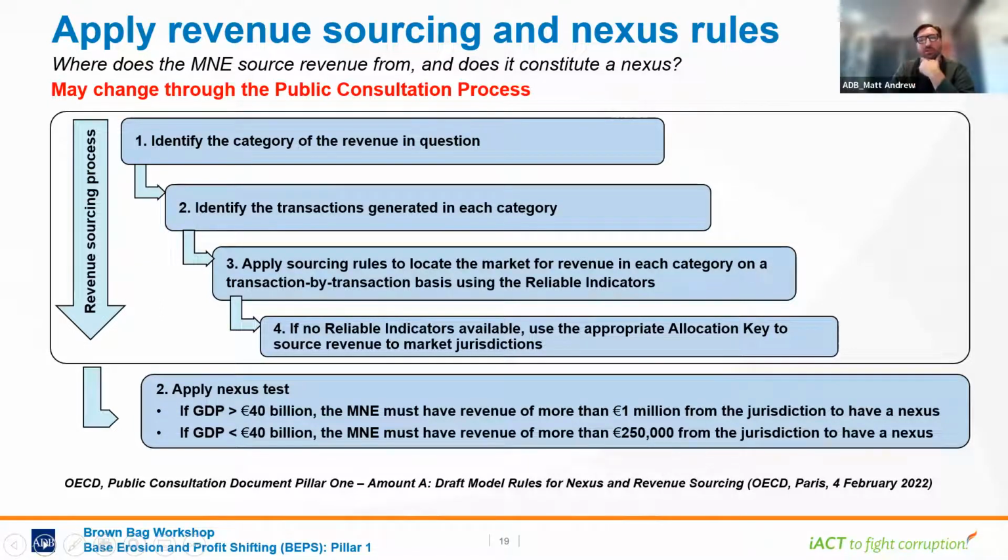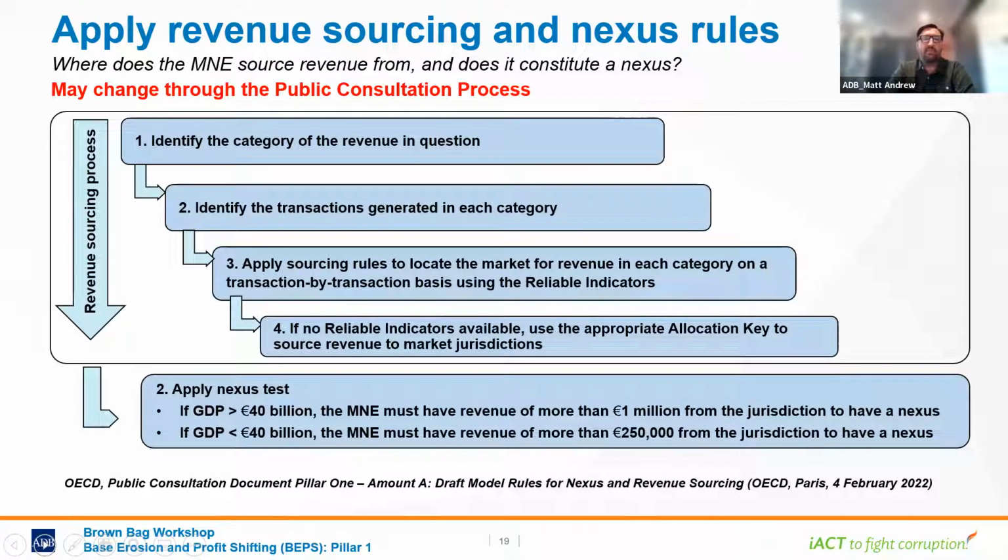In terms of the reliable indicators, these are used to ensure that revenue is sourced to the market where the final customer is located. The final customer is defined as the person acquiring the good, the service, or the copyright for consumption or use. That's important to understand: we're sourcing revenue to where the final customer consumes it. And in order to allocate all the revenues, the draft rules provide that when the covered group does not have the information available to apply an indicator, and no allocation key is available, then the covered group must use the global allocation key.